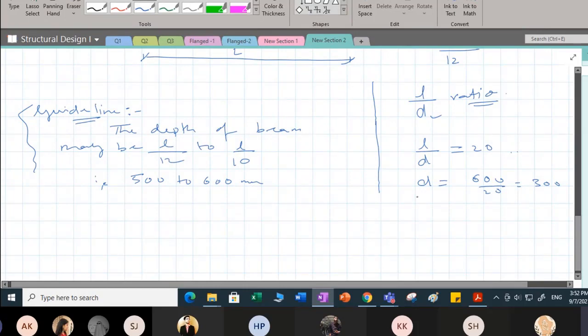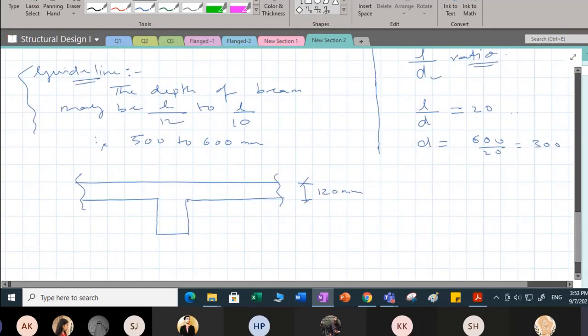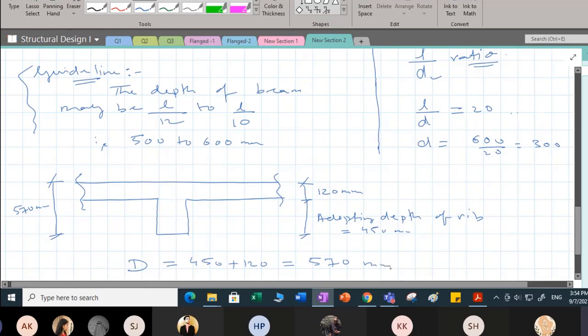Now if you see the T-beam, it looks like this. This is your thickness of flange or thickness of slab. Thickness of slab given is 120 mm. Now this is the depth of your rib. So overall, you can adopt this thickness as between 500 to 600. Say if I adopt this depth of rib as 450 mm, your overall depth of the beam becomes 450 plus 120, which is 570 millimeter. So this is the trial thickness with which I am starting, 570 millimeter.